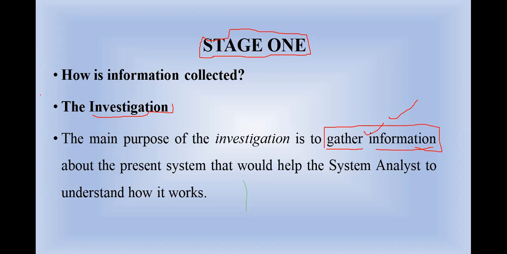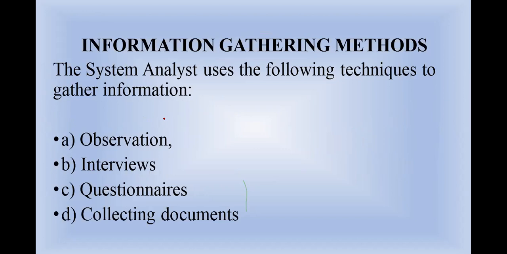So the tools that you can use during the investigation of the system or the current system they are using, there are so many tools, but I've selected the main tools that are easy to remember during the exam. So information gathering methods. The system analyst, who is the person going to create a new system, the programmer, we call him the system analyst, uses the following techniques to gather information. There is what we call observation, interviews, questionnaires, and collecting of documents. So these tools, how are you going to use them to come up with the new system?